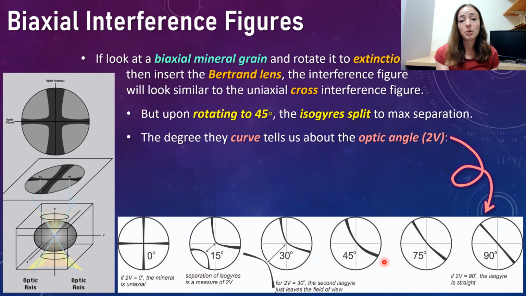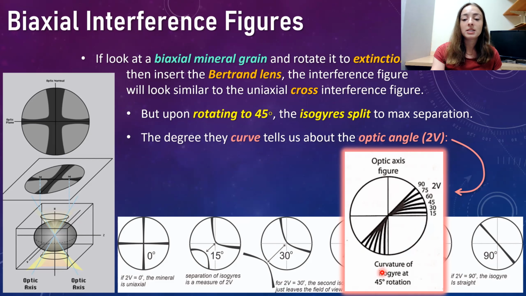You're definitely not going to see both isogyres in your field of view. And then we can see 75. You only have one isogyre in the field of view and it's getting straighter, less curved. And then 90 is literally a straight isogyre in your field of view, and that's because they're at their max separation and you really don't have an acute and an obtuse angle. You just have 90 degrees in between your two optic axes, and so they're at their max separation, which is why you get this straight isogyre across your field of view.